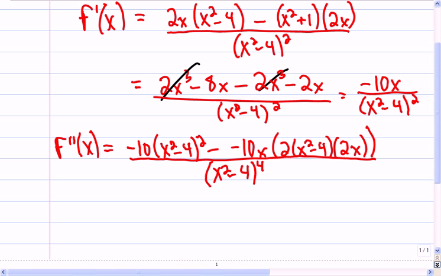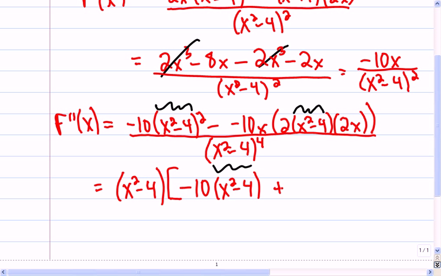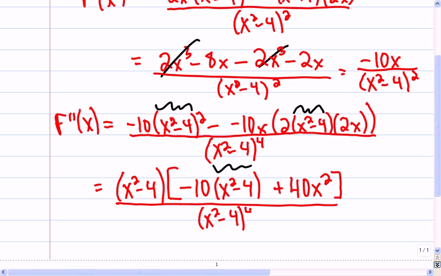So the reason I left it in factored form is I'm going to need to do some factoring to simplify it here. If you try and expand this stuff, you're going to have these terrible numbers like x to the 4, x cubed. You're going to have lots of extra stuff in there. So it is better to keep things as tight and compact as you can until you absolutely have to expand them. So for example, if I factor out x squared minus 4, I'll have negative 10 times x squared minus 4, plus, so there's 2x, 2, and 10, so that'll be 40x squared. And then on the bottom, x squared minus 4 to the fourth. And of course, one of those there leaves me with 3 of them there.